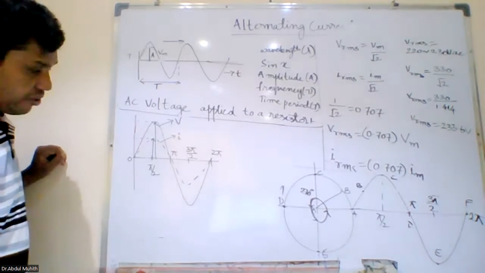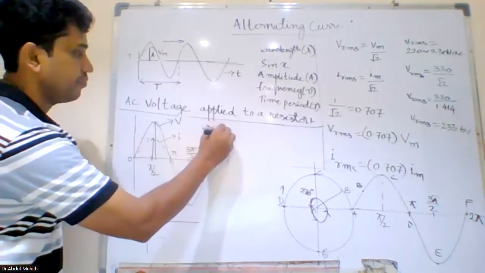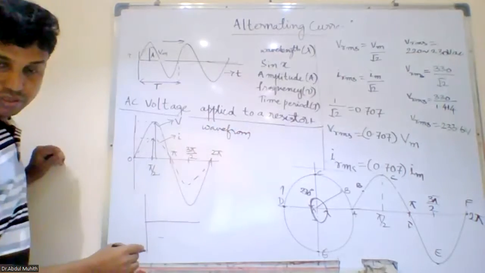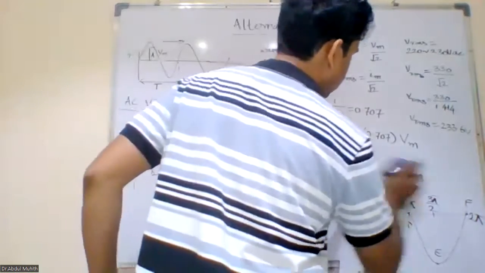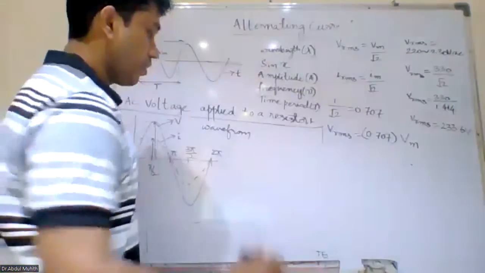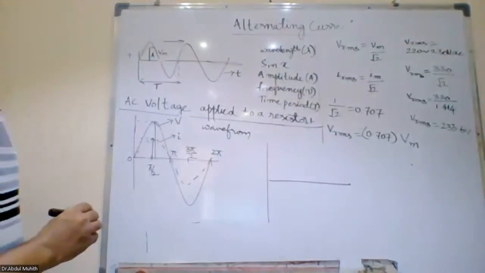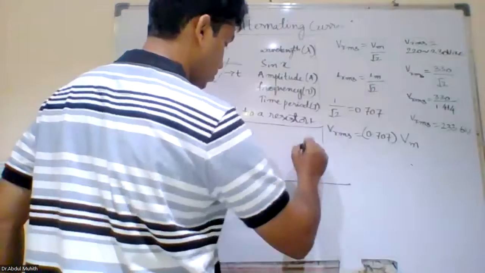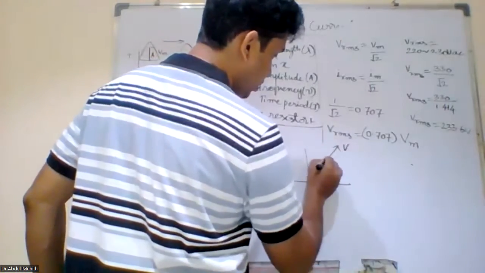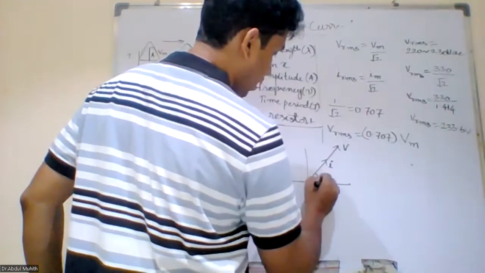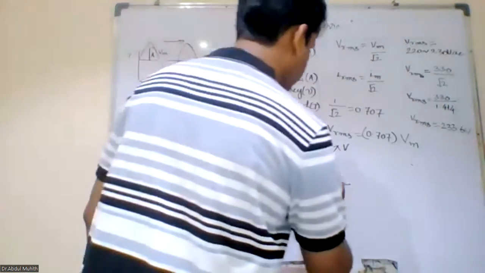Now, when you are drawing the phasor diagram, this is the waveform. This is known as waveform, and the phasor diagram is like this. See here, I'll draw it here. The phasor diagram is like this. This is voltage and this is the current, because both are having the same angle, the same angle omega t. Theta is equal to omega t.